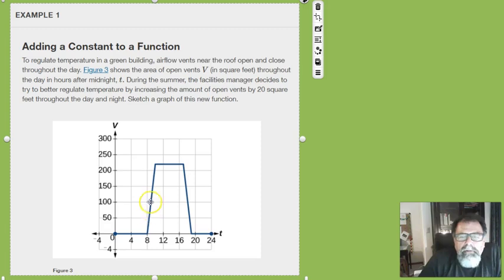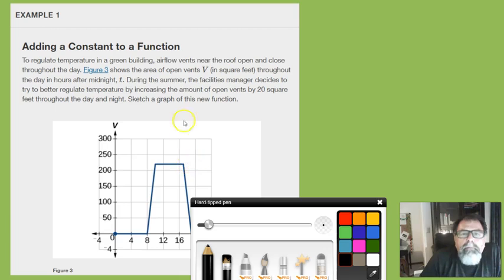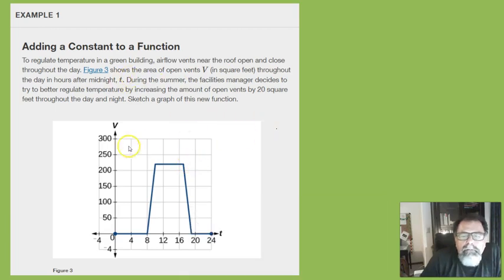Basically, they're just asking us to take this graph and shift it up by 20. This graph is V as a function of t, so the output value is V and the input value is t. So this is y equal to V of t. Now our new function is going to be V of t plus 20, so we're just going to take this exact graph and move it up.